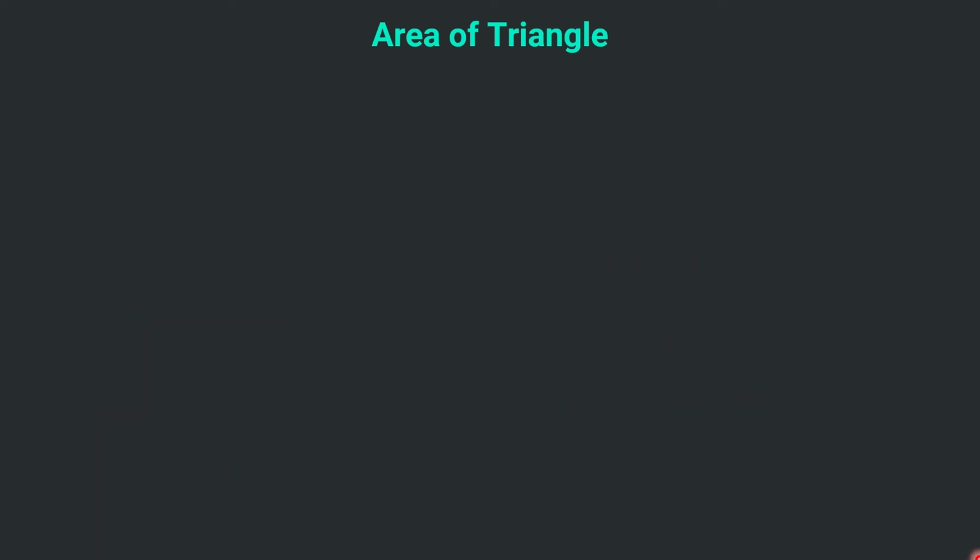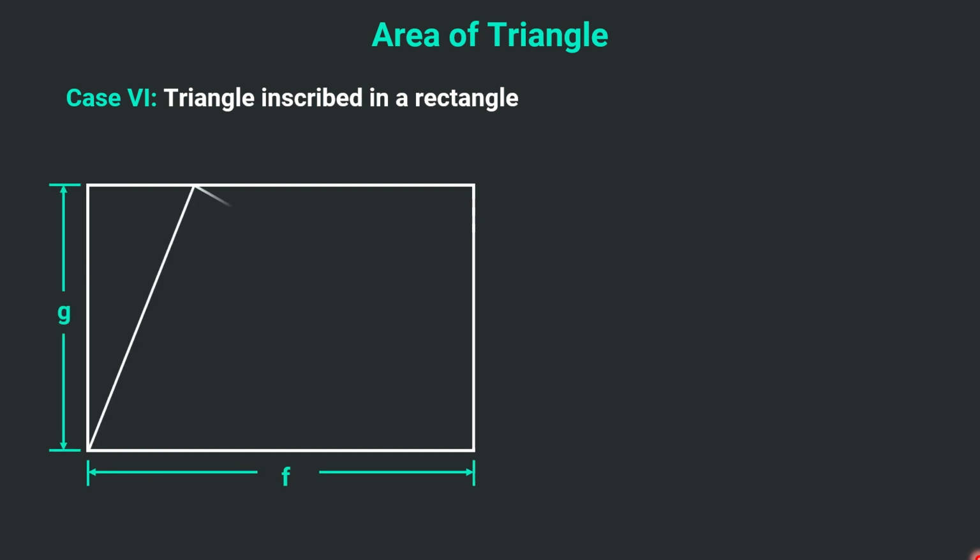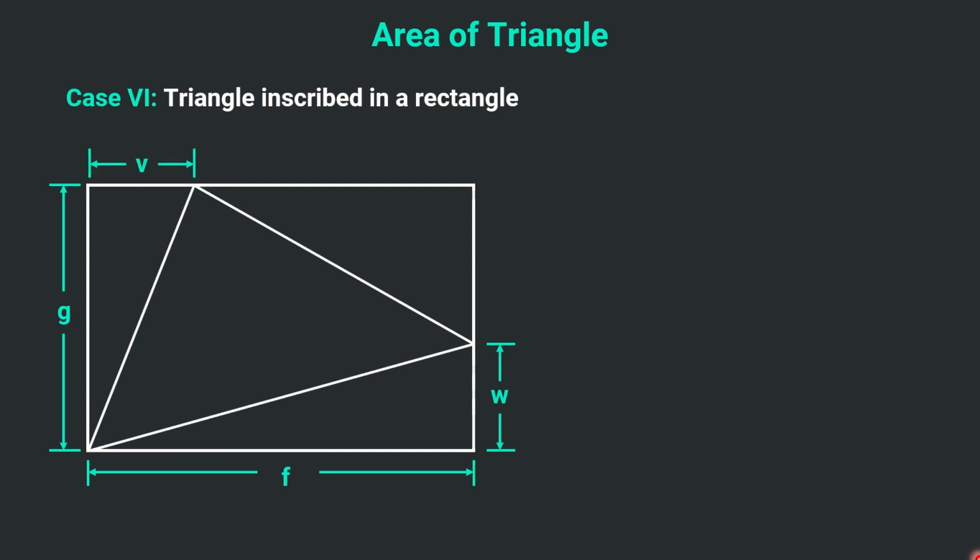So now let's see another case, the sixth case, which is for a triangle inscribed in a rectangle. For any rectangle with dimensions F and G, if a triangle is inscribed in it with its displacements given as W and V, where W is this displacement and V is this displacement, then the area of the triangle is given as (F into G minus V into W) upon 2.